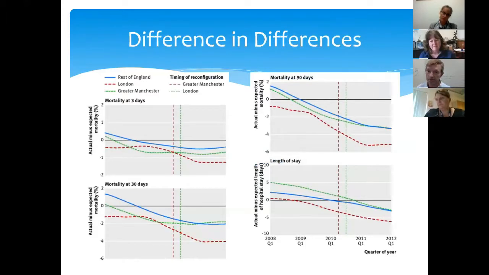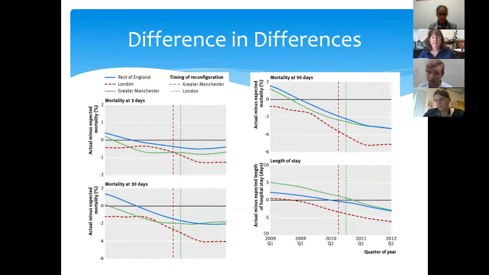So the blue line is the rest of England, so outside of Manchester and London. The red line is what happened in Manchester, and the green line is what happened in London. And for some reason, they've switched the colours for the time of reconfiguration. So the red vertical line is the timing of reconfiguration in Manchester, and the green line is the London one.